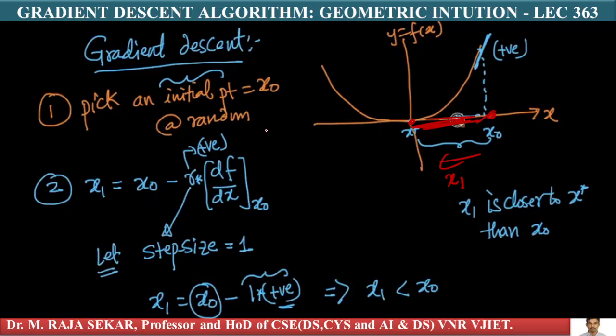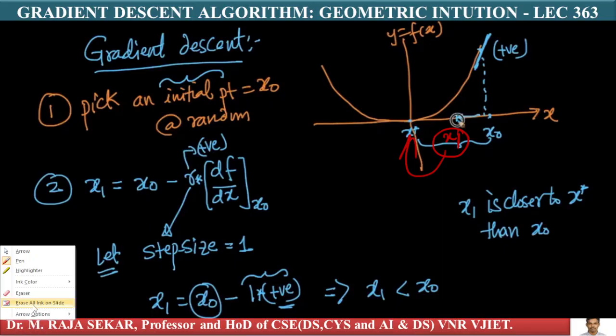Your x1 is closer to x star than x0. Your x1 is closer to x star. This is x star. Let me say x1 is somewhere here, as we are subtracting some positive quantity from x1. Therefore, x1 is closer to x star compared to x0. Now, just observe this graph carefully. Now, let's see the other way around.